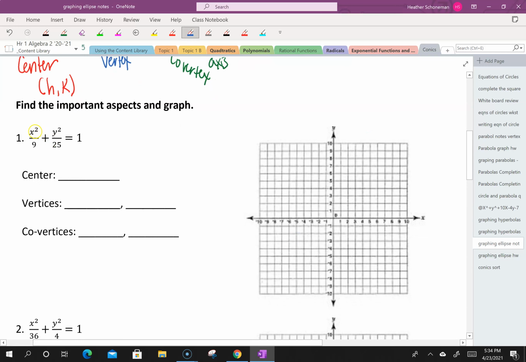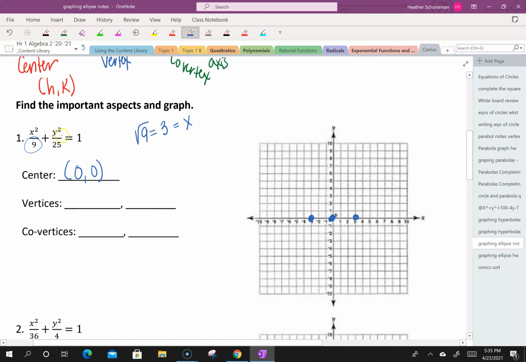So on number 1, there's nothing added or subtracted from the y, so the center is (0, 0). So the first point you're going to plot is (0, 0). The number under the x, right here, the 9, is going to help us control how much we need to go right and left. But this number is our a or b squared. So to just get a or b, we have to take the square root of 9, which is 3. So we're going to go to the right 3 and to the left 3, because this one controls our x.